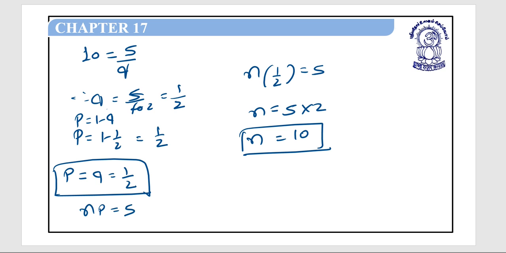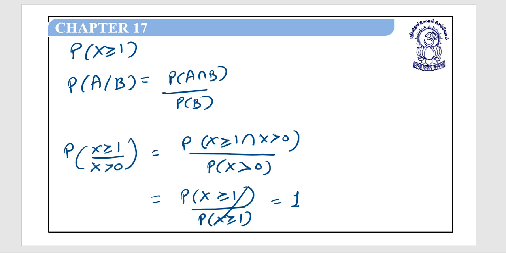Put the value of p into this formula, np is equal to 5. So n into 1 by 2 is equal to 5, so n is equal to 5 into 2. So n is equal to 10.